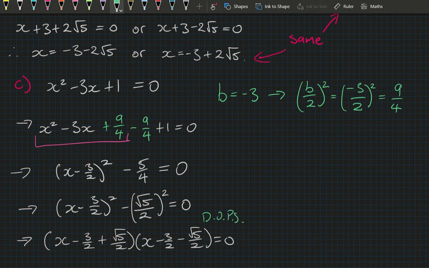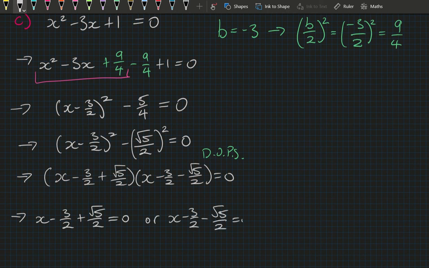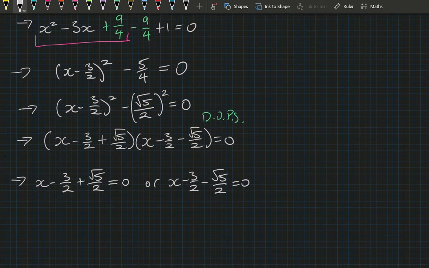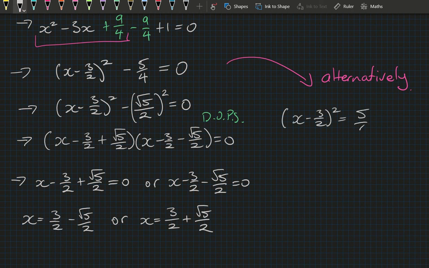So therefore, by the null factor law, x minus 3/2 plus the square root of 5 on 2 is equal to 0, or x minus 3/2 minus the square root of 5 on 2 is equal to 0. So therefore, x has to be equal to 3/2 minus the square root of 5 on 2, or 3/2 plus the square root of 5 on 2. And the alternative method again becomes (x minus 3/2) squared equal to 5/4.